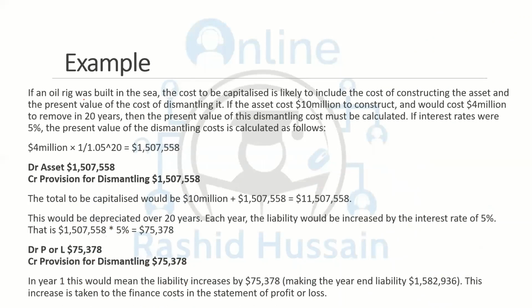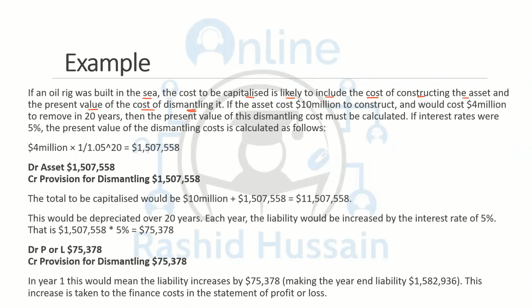Okay, the first example. If an oil rig was built in the sea, the cost to be capitalized is likely to include the cost of constructing the asset and the present value of the cost of dismantling it. If you're building an oil rig which is going to extract the oil from the sea, we see it in many countries. Not every country has reserves within the sea, but the lucky countries have that.